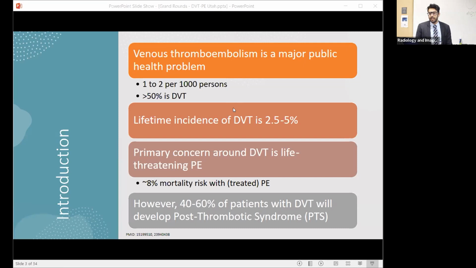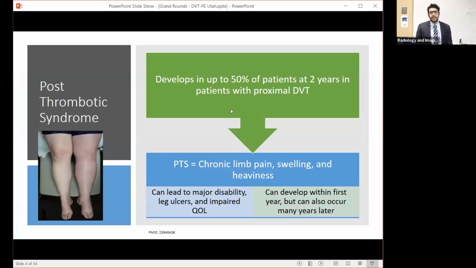PTS is a pretty devastating disease because it's hardly recognized, and it's often mismanaged. DVT is treated as an acute event in the hospital: you get started on anticoagulation, you get sent out, and nobody really follows up or manages the PTS, which unfortunately can develop many years after the initial insult. PTS is essentially the sequelae of a vein that didn't recanalize, or an obstructed vein. It results in chronic limb pain, swelling, heaviness, and as I said, it can lead to major disability, leg ulcers, and impaired quality of life.